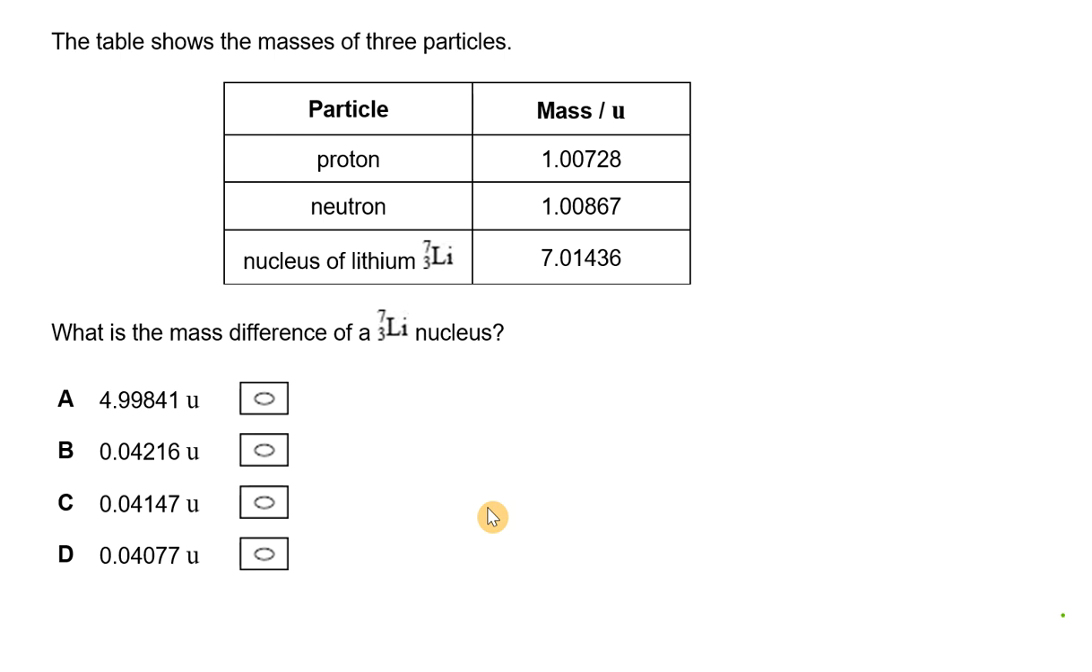Hello, here's another AQA A-level Physics problem from the nuclear physics topic. If you want to answer this question yourself, pause the video now. If you got the answer B, well done.